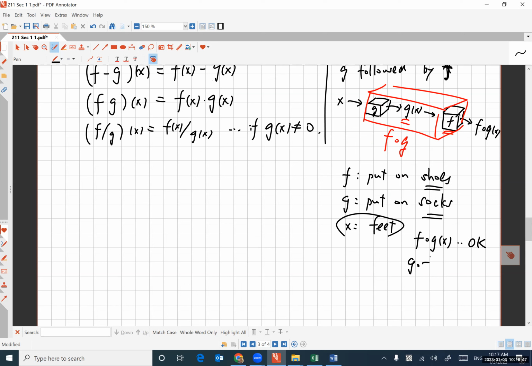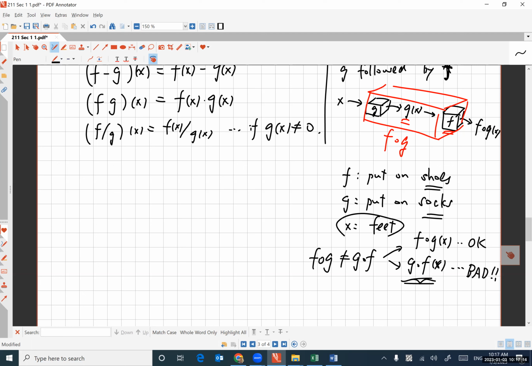Now imagine you do g of f of x. This will be like you take your feet, you put shoes on your feet, and then on top of it, you put your socks. Now this will look ridiculous. This will look terrible. You don't want to be walking around with the socks over your shoes. But this is what happens. So this is to say, f of g is not the same as g of f.